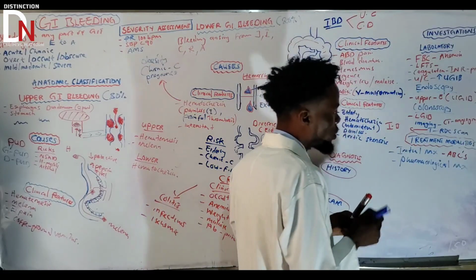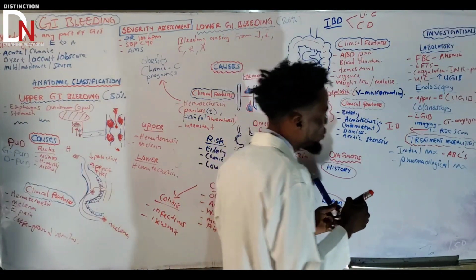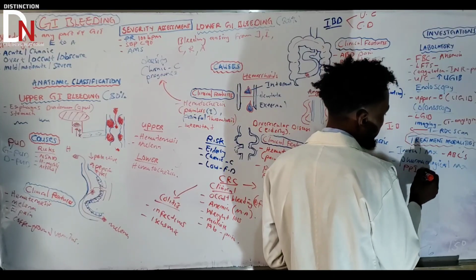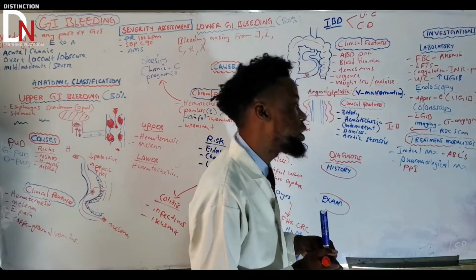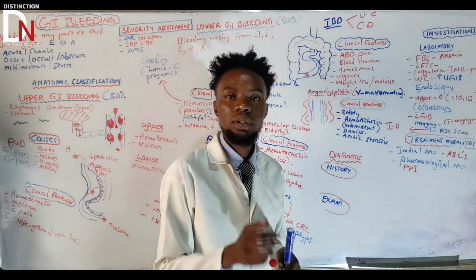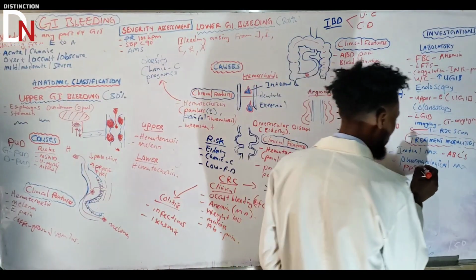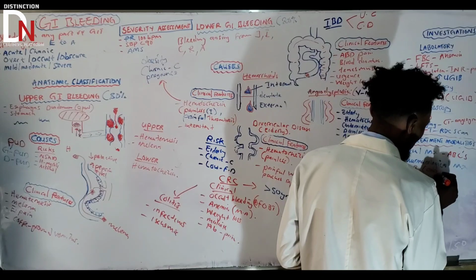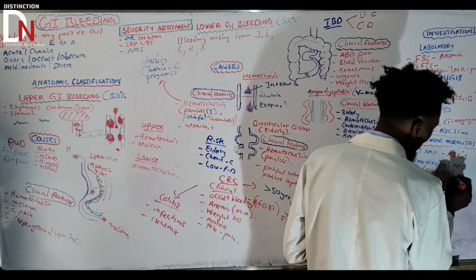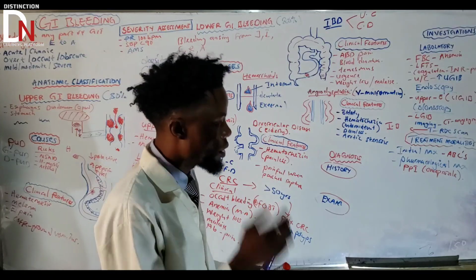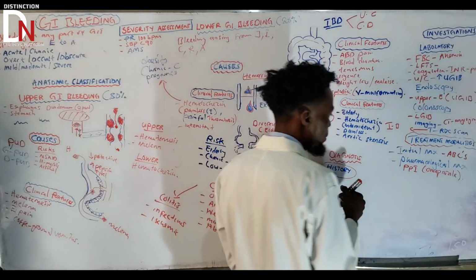You can do pharmacological management like what? You can use proton pump inhibitors, or PPIs, like omeprazole. Omeprazole is a very, very important proton pump inhibitor. Okay, that's a drug that they like using. What else apart from that?